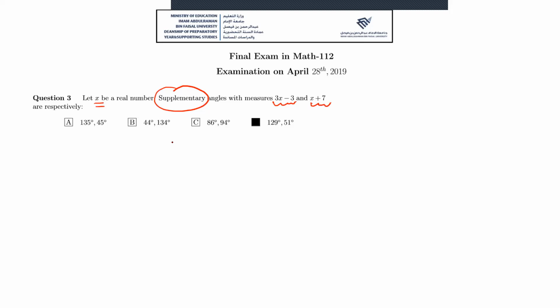So what's the definition of supplementary angles? Two angles are supplementary if their sum is 180 degrees. So this means that this is the angle 1, this is the angle 2. Angle 1, 3x minus 3, plus the angle 2, x plus 7. The sum must equal 180 degrees. So this gives us a linear equation to solve to find x.